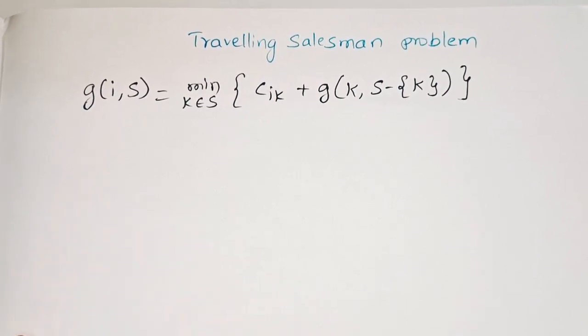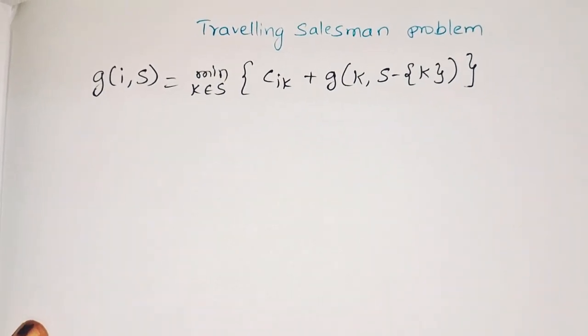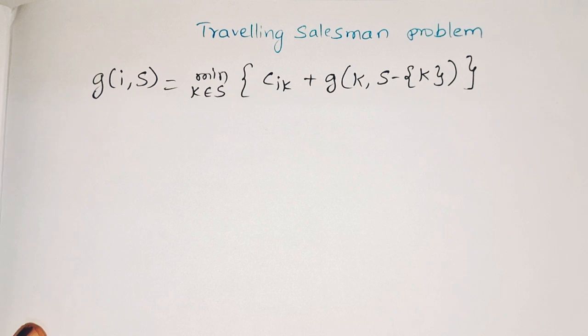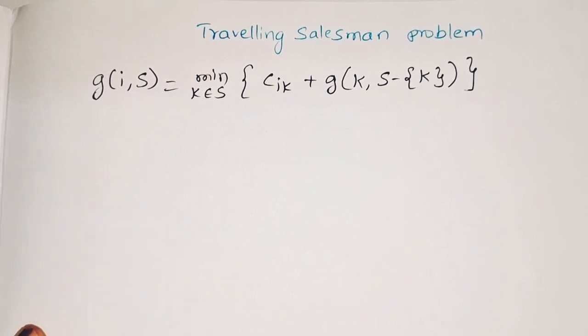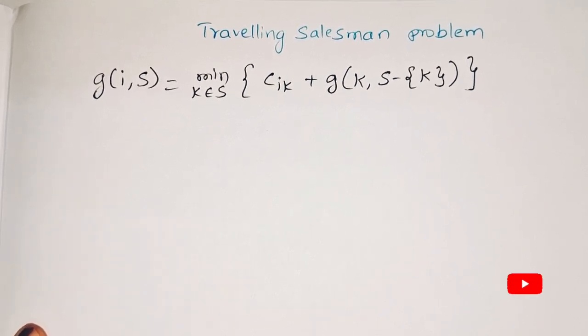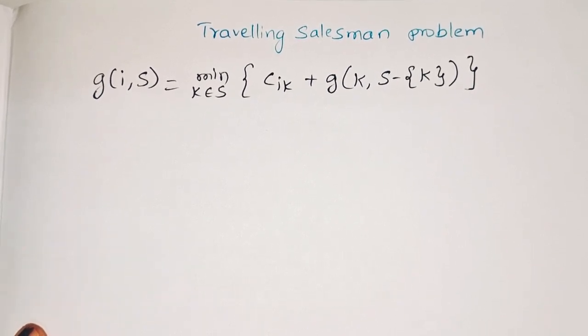In this video, we will learn about the traveling salesman problem using the dynamic programming approach. The traveling salesman problem is a classic optimization problem where you want to find the shortest possible route that visits each city exactly once and returns to the starting city. While there is no polynomial time solution for the general traveling salesman problem, we can utilize the dynamic programming approach that works well for smaller sized problems.